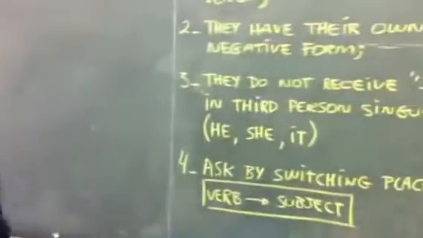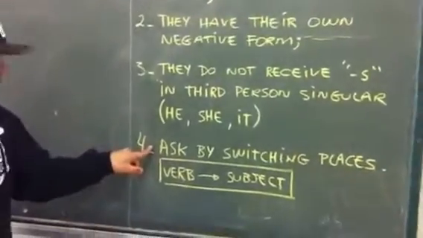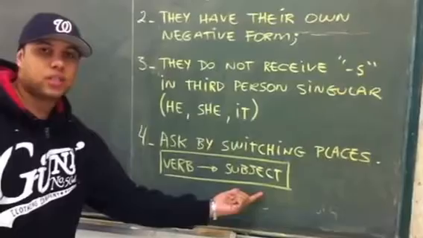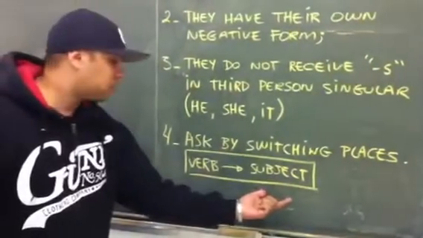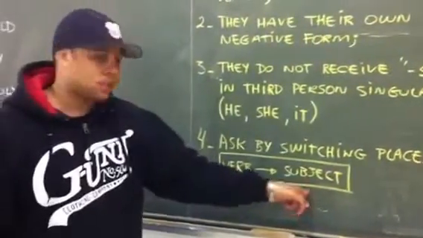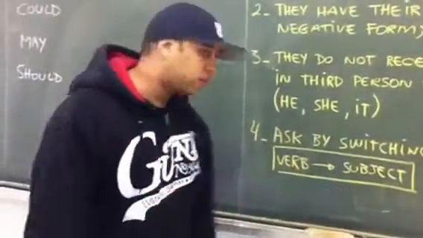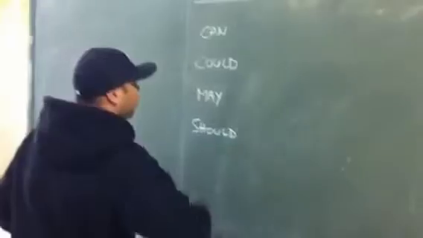And the rule number 4, you ask a question by switching places, the verb and subject. If it's a positive sentence, the subject comes first, and then comes the verb. But if it's a question, all you have to do is to invert. So let's check some examples.